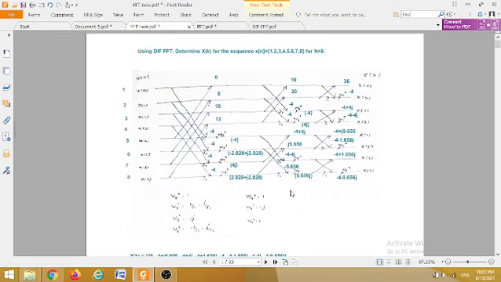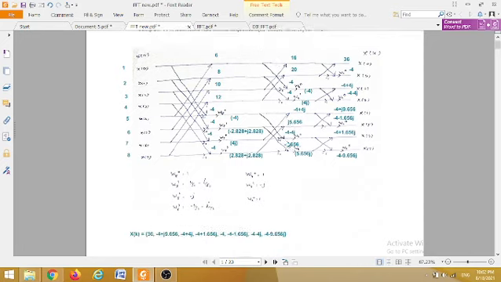So from the x of n we have deduced the x of k. When you are doing it with the normal formula method, it will take enormous time. So when you calculate this using this structure, it takes much less time. Okay.